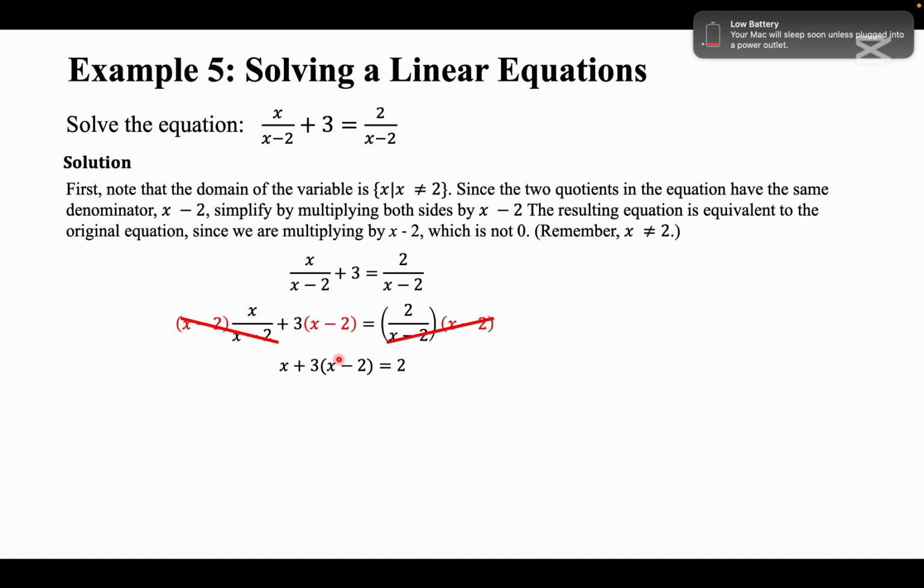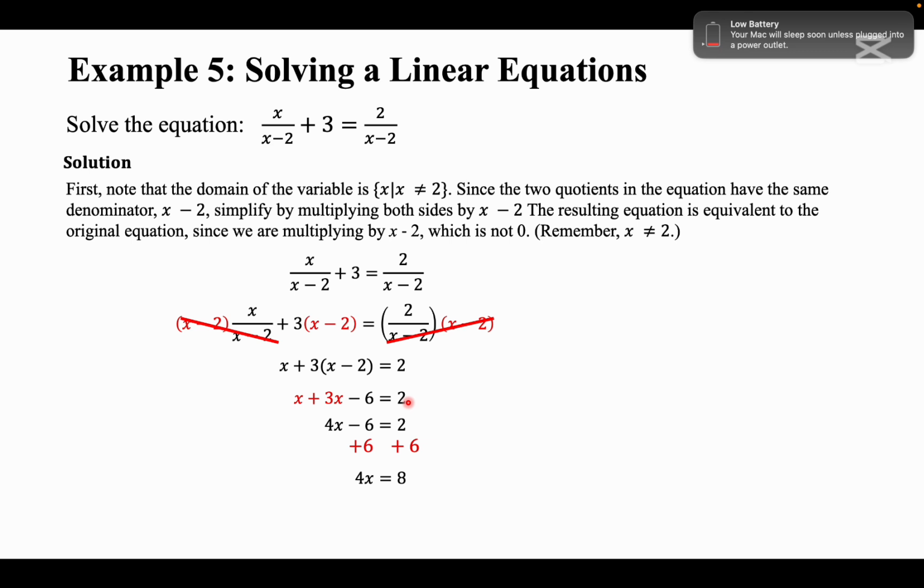Now, if I distribute the 3, right, I get 3x and then negative 6 equals 2. Well, x plus 3x makes a 4x minus 6 is equal to 2. Add 6 to both sides, you get 4x equals 8.